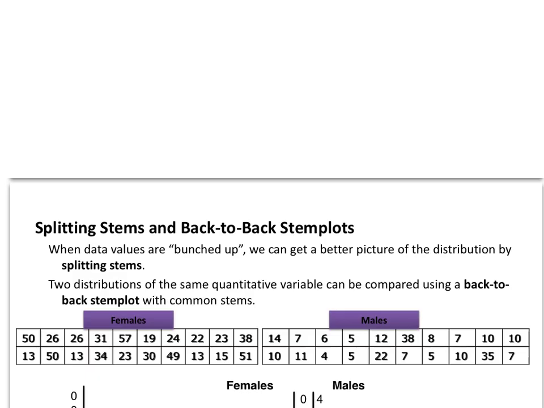Now let's take a look at the data, and we're going to add in the males. So we're going to add in 20 males who were asked the same questions. As you can see, their range of values is a lot different than the females. For whatever reasons, the males don't have as many shoes as the females do.